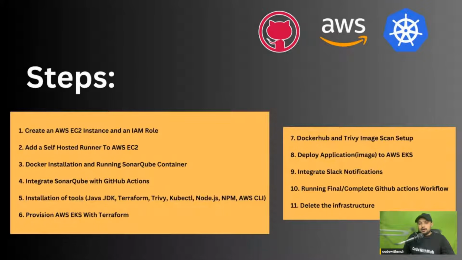Then we will deploy our application to the AWS EKS. At step 9 we will integrate Slack. Then we will run this final setup and we will see our application live on EKS. Okay, so I'm just going to start with step 1. I'm going to share my screen so we can get started.